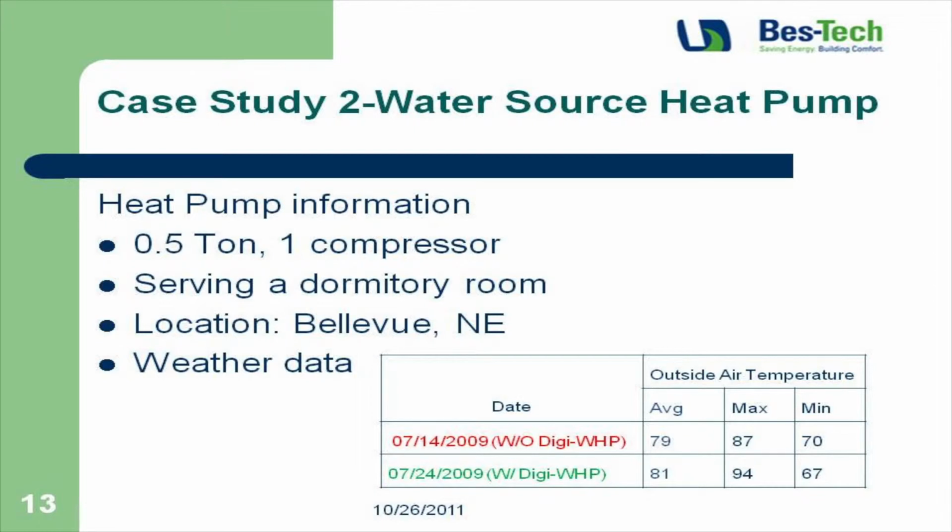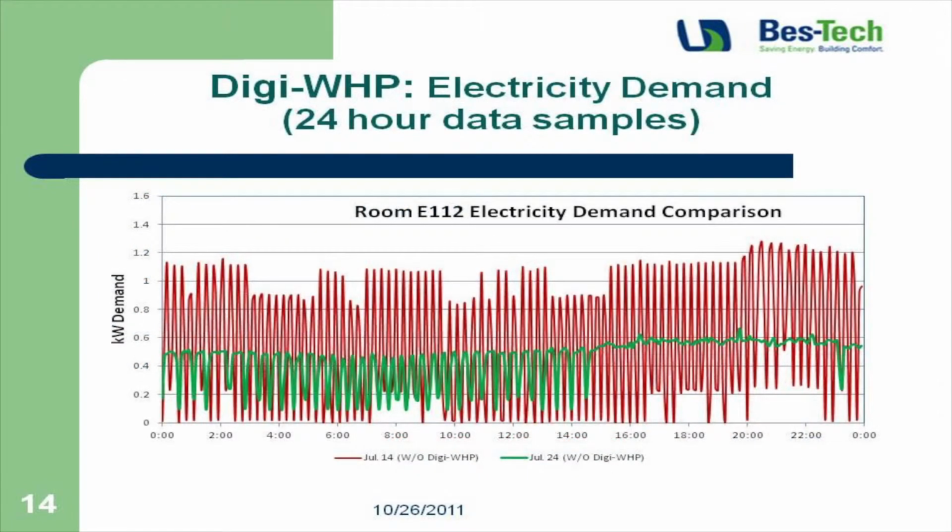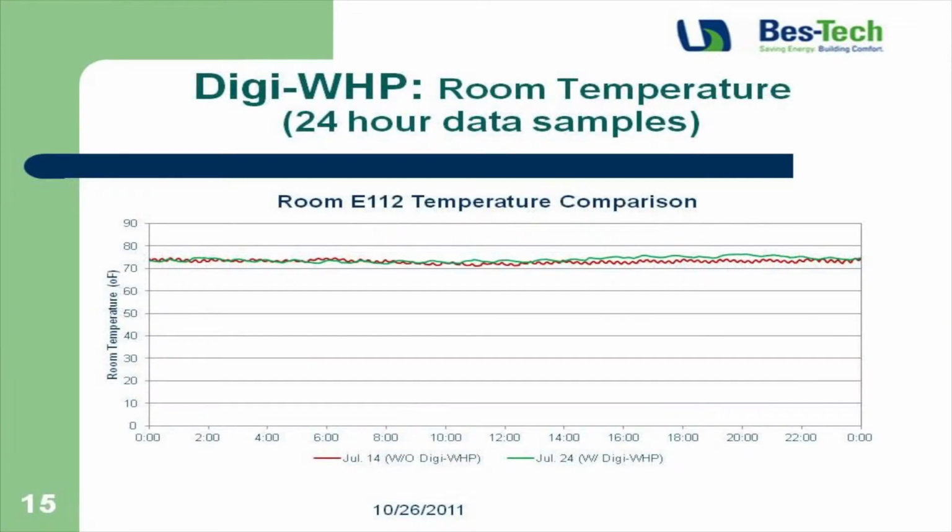And now this is looking at a water source heat pump. This particular one is installed in a dormitory room in Bellevue, Nebraska, which is very near Omaha, Nebraska. Half-ton unit, 1 compressor. There's a look at the kilowatt demand, about half. Look at the room temperature comparisons, tracks very well. Actually, with the Digi-Optimizer, the room temperature is much more stable.